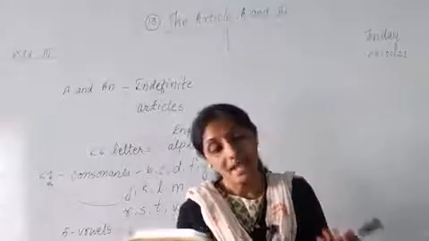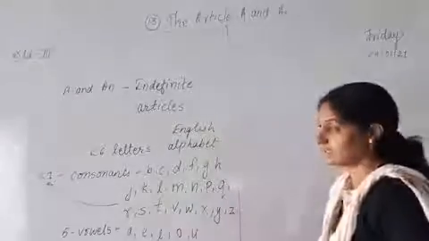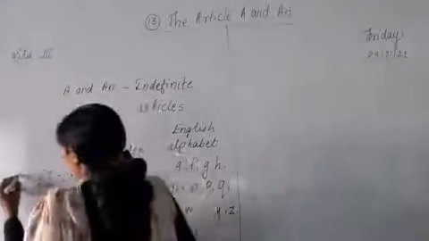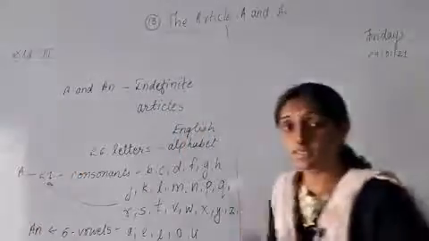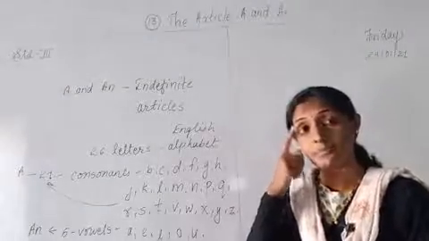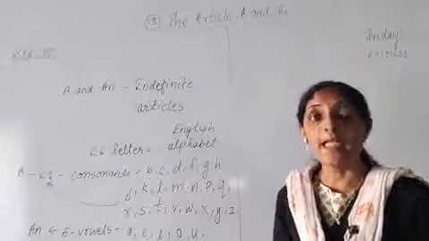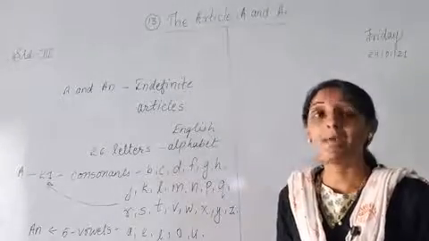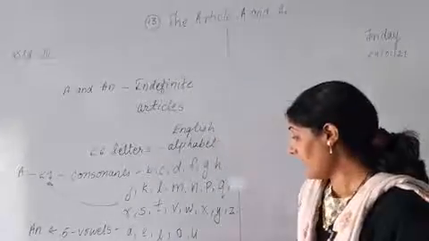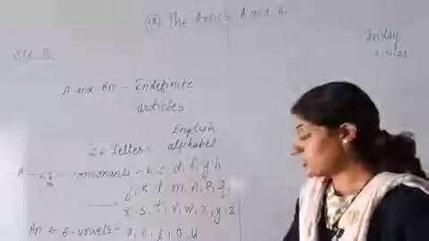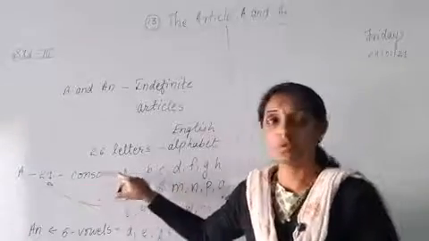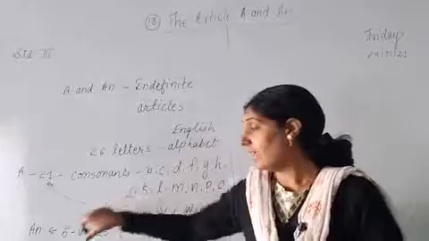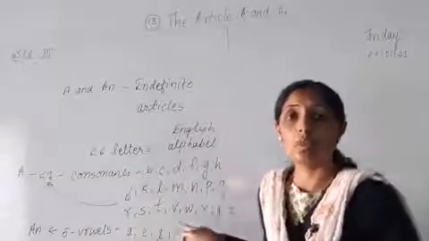And an is used before what? An is used before vowels. A is used before consonants, and an is used before words which start with vowel sounds. An hour, an egg, an apple, an umbrella, an orange. In this way, a is used before consonant words and an is used before vowel words.